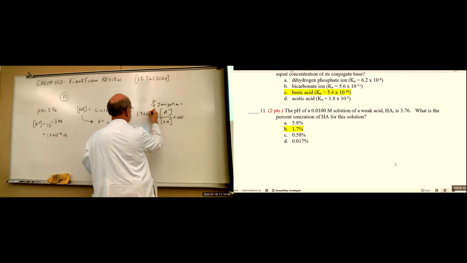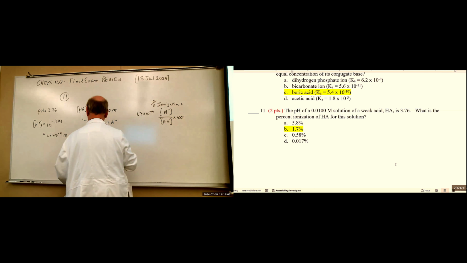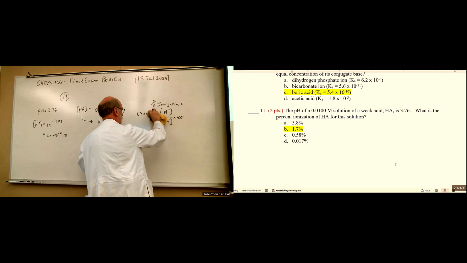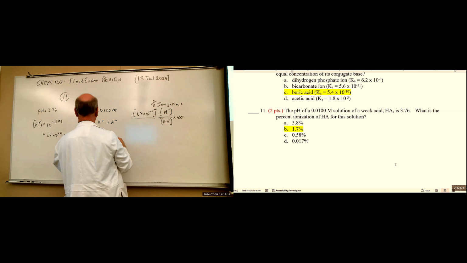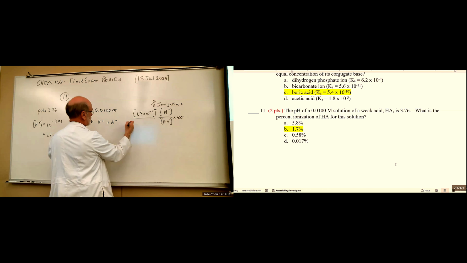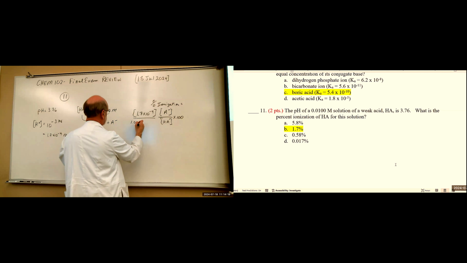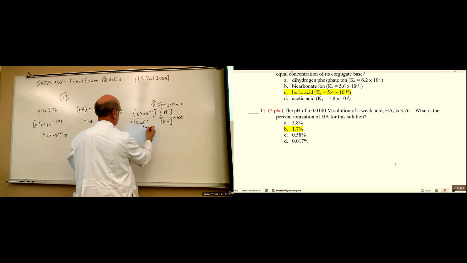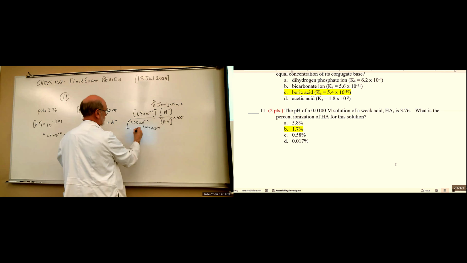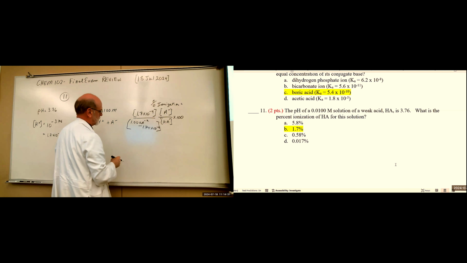Times 10 to the minus 4. Oops, about 14. There we go. What does that leave here? Well, 1.00 times 10 to the minus 2 minus 1.74 times 10 to the minus 4, because that's how much we used of it. Times 100.